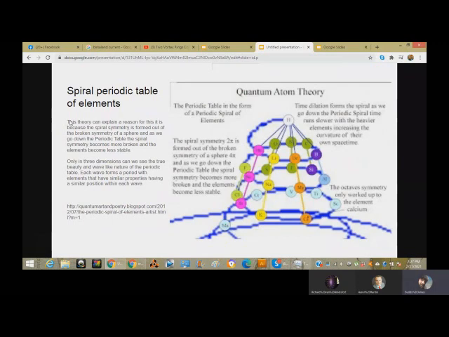Only in 3 dimensions we can see the true beauty and wave-like nature of the periodic table. Each wave forms a period with elements that have similar properties having a similar position within each wave. So this is pretty much just like my theory, or similar to my theory and Russell's periodic table.